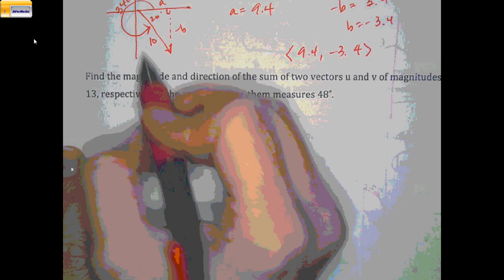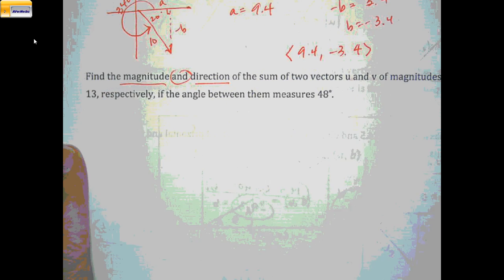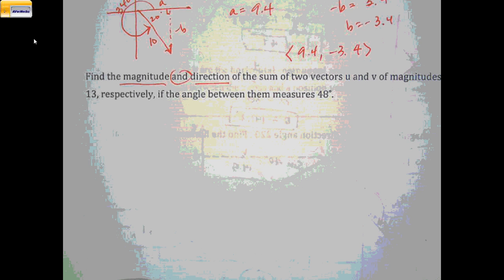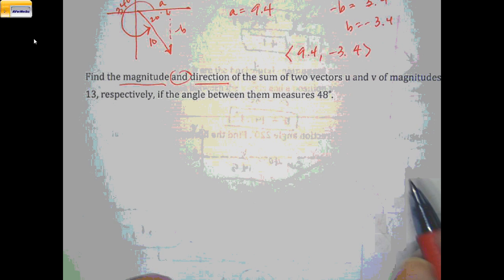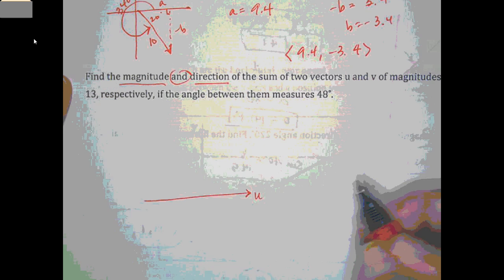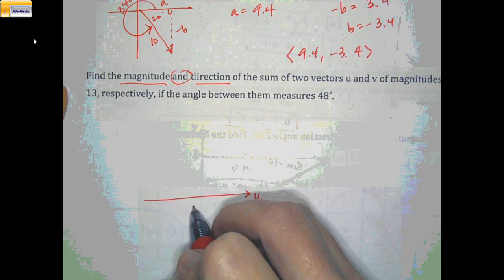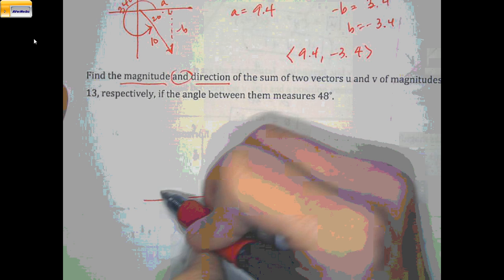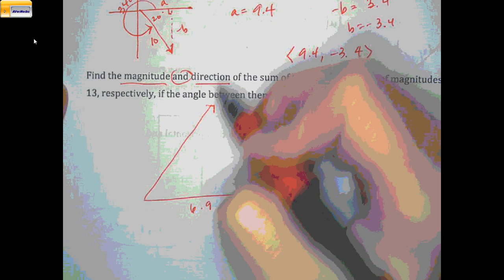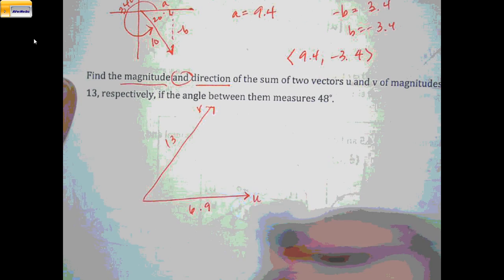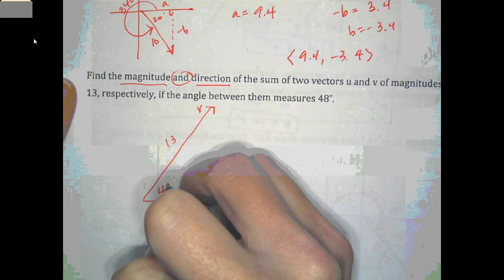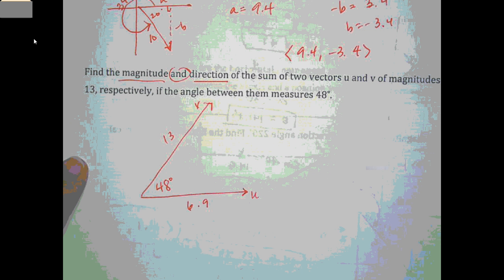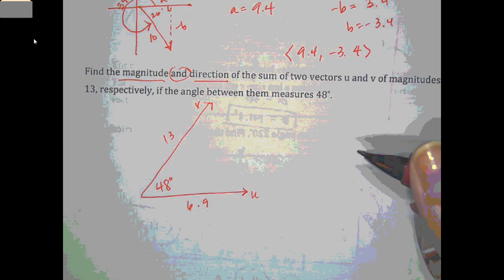Find the magnitude and direction. So how many answers are we looking for? 2. Find the magnitude and direction of the sum of two vectors, u and v, and they give us the magnitudes. And they tell us the angle between them. So here we go. Here's vector u, and it says that u is 6.9, and v is 13, and between them is 48 degrees. They want the magnitude and direction of the sum of those two vectors.